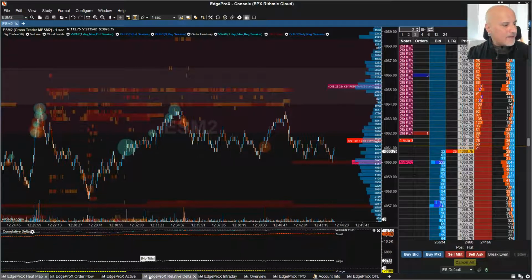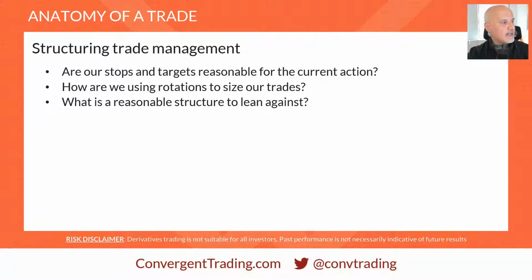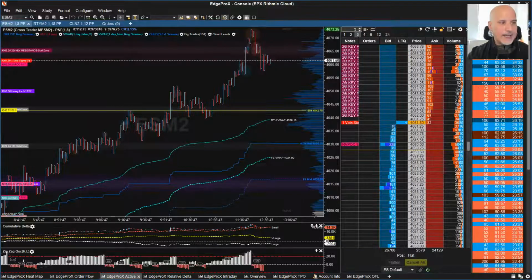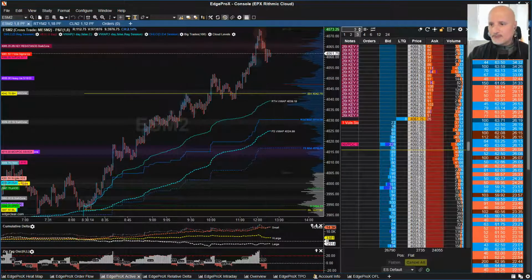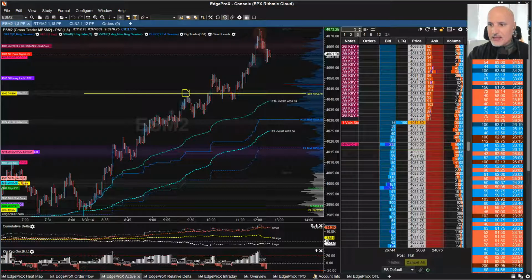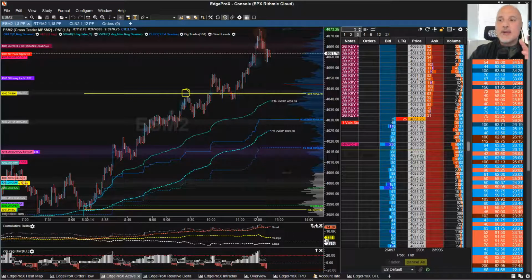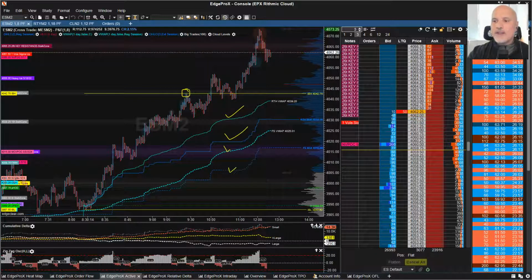The next piece we have on our agenda is, so we've sized our rotations. We've talked about rotations. I beat that to death. What is reasonable structure to lean against? So let's look at that for a second. So here's a trade that's set up earlier. What we have here is a market that pushed and formed the initial balance. The initial balance is the first hour's high and low. It's another market generated level, just like the RTH VWAP, RTH mid, full session VWAP, full session mid, okay? So all of these are generated by the market, just like the volume profile that you see here, which is incredibly jagged today.